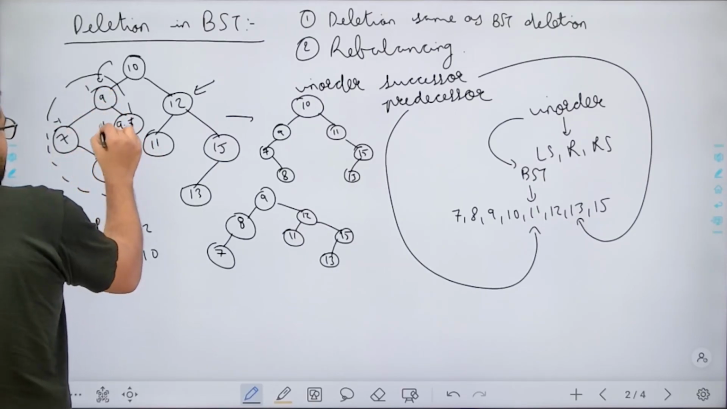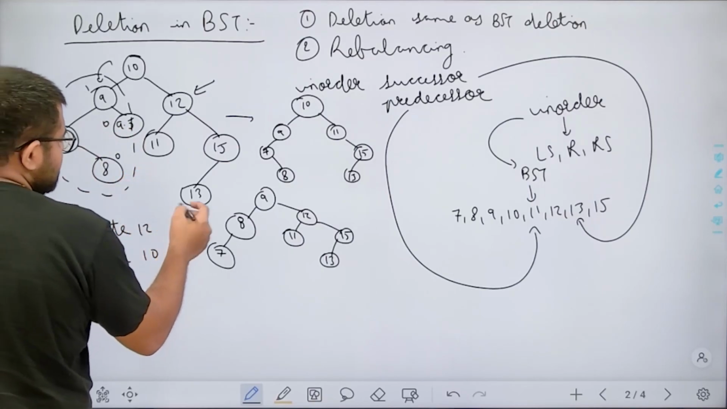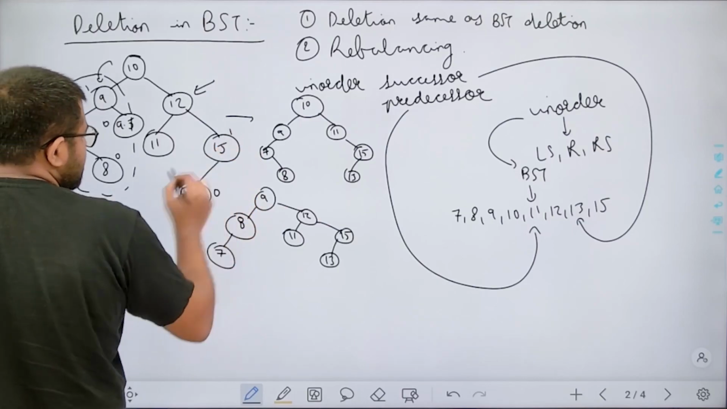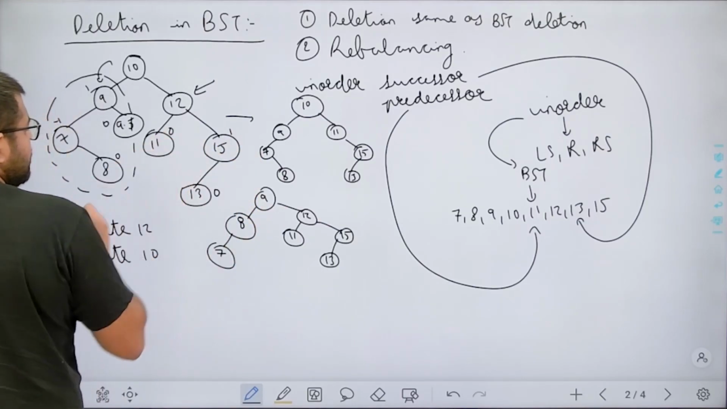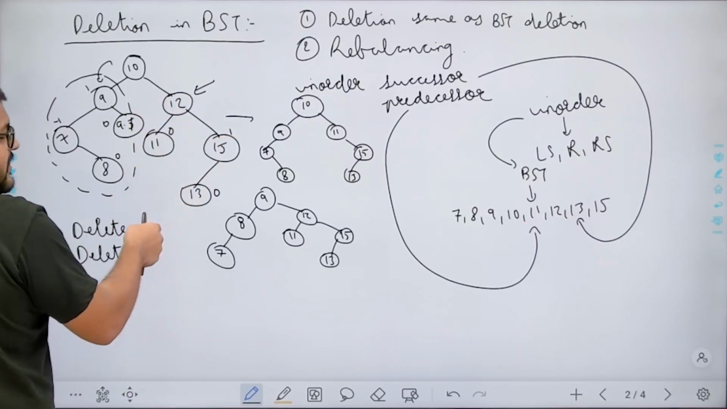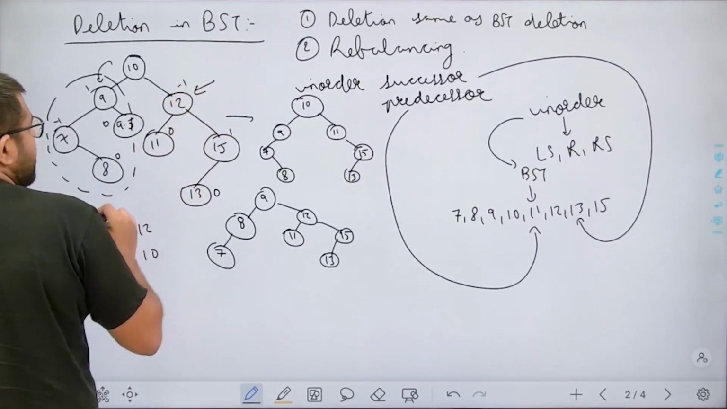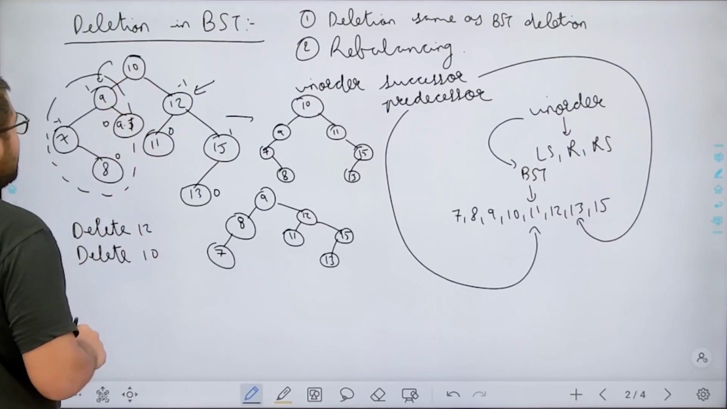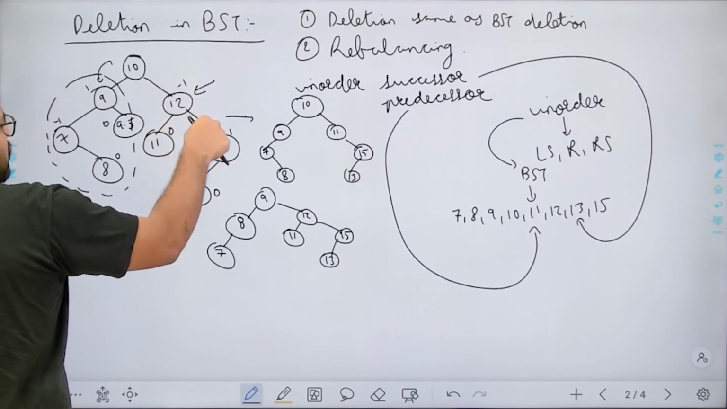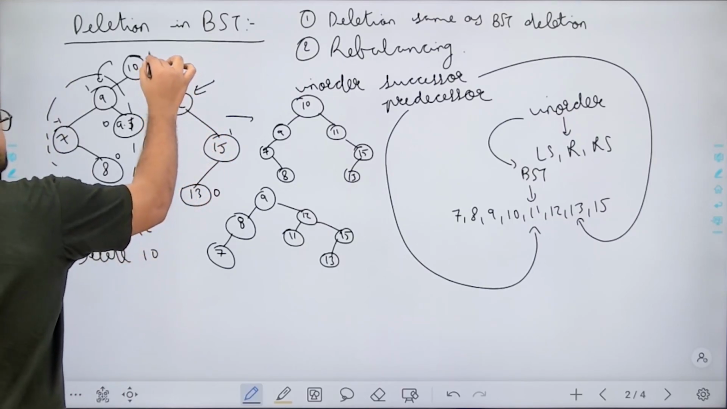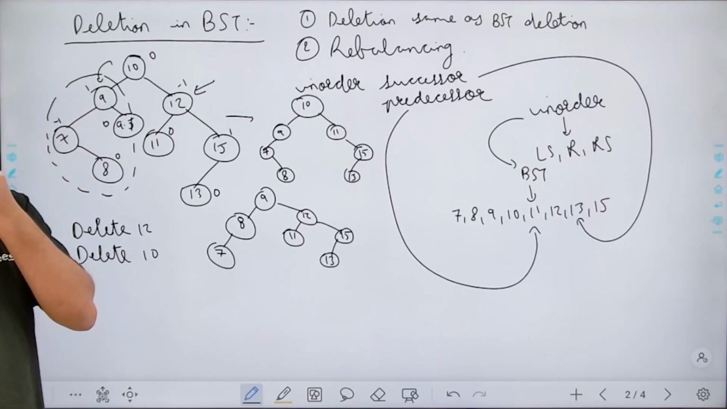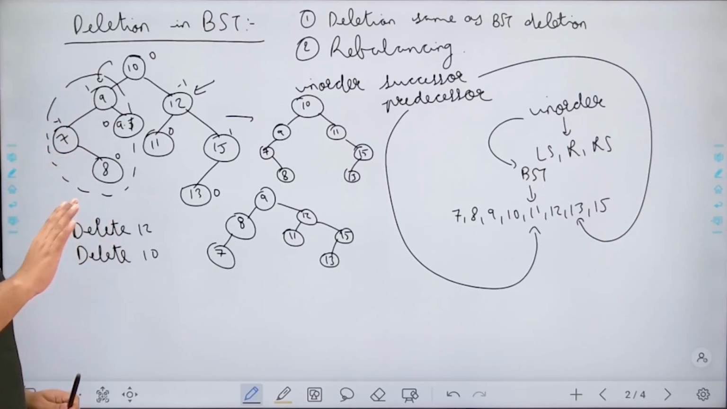What is the balancing factor of this? 0. What is the balancing factor of this? 0. What is the balancing factor of this? 1 minus 0, that is 1. What is the balancing factor of this? 0. What is the balancing factor of this? Height of the left subtree 1 minus height of the right subtree 2, that is minus 1. What is the balancing factor of this? Height of the left subtree 1, 2, 3. Height of the right subtree 1, 2, 3. 3 minus 3 is 0. So all the values are between 0, 1 and minus 1. So it is an AVL tree because it is balanced.